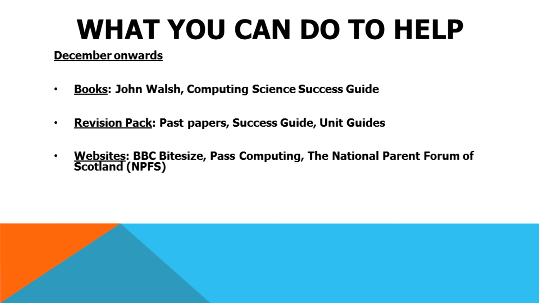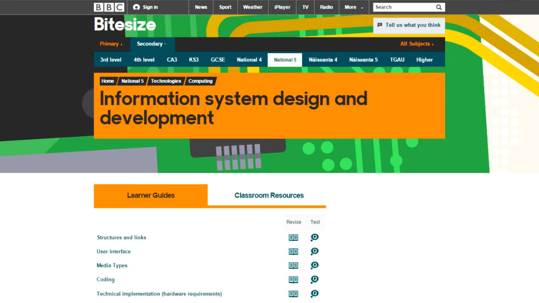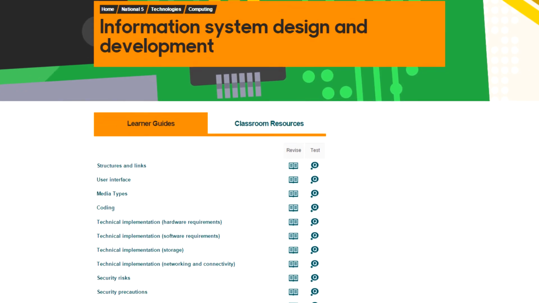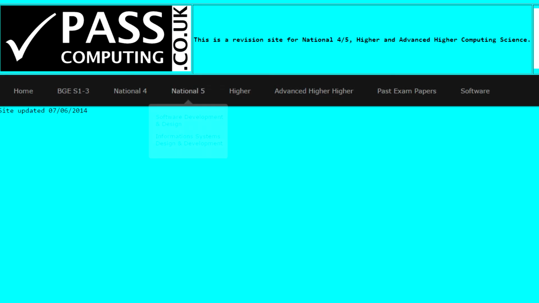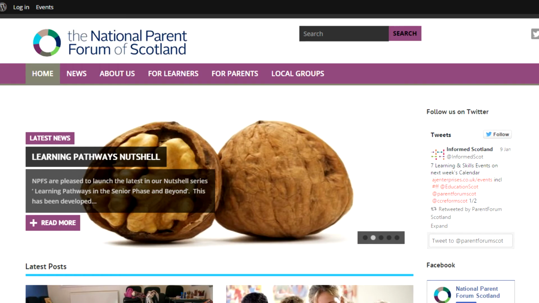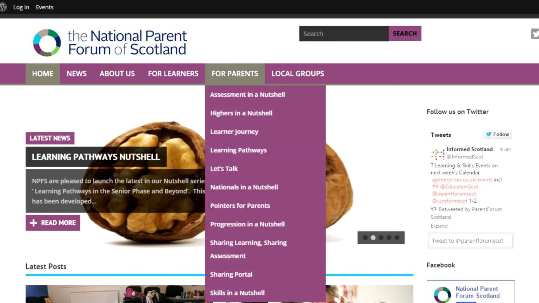Websites is another big way we would definitely encourage people to study. BBC Bitesize has a great section on National 5 Computing Science. Also, Past Computing is a helpful website. And finally, the NPFS, which stands for the National Parent Forum of Scotland, they have a helpful section for National 5 pupils as well.